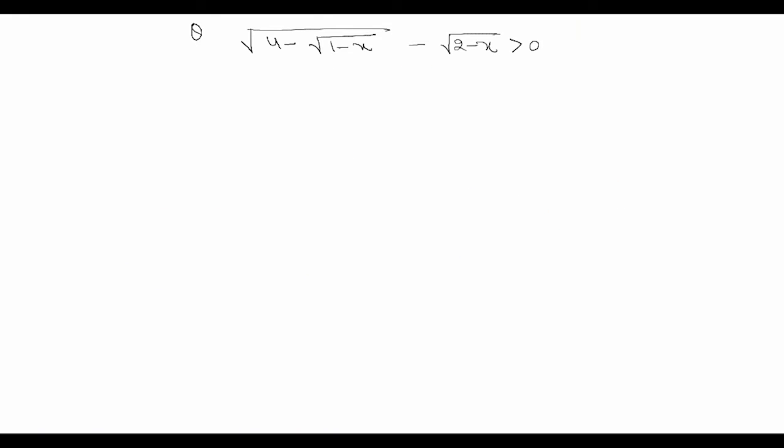So in this question, the first thing that I'll do is find the domain of this question. For the domain, the first condition I'll write is 2 minus x should be greater than or equal to 0, that is x is less than or equal to 2. The second condition I'll write is for this square root, which is 1 minus x should be greater than or equal to 0. And that is x should be less than or equal to 1.